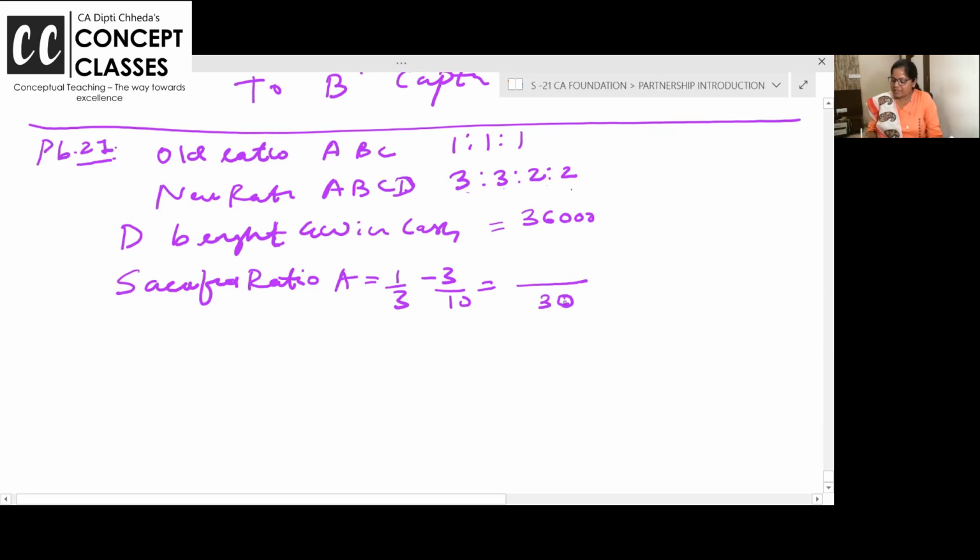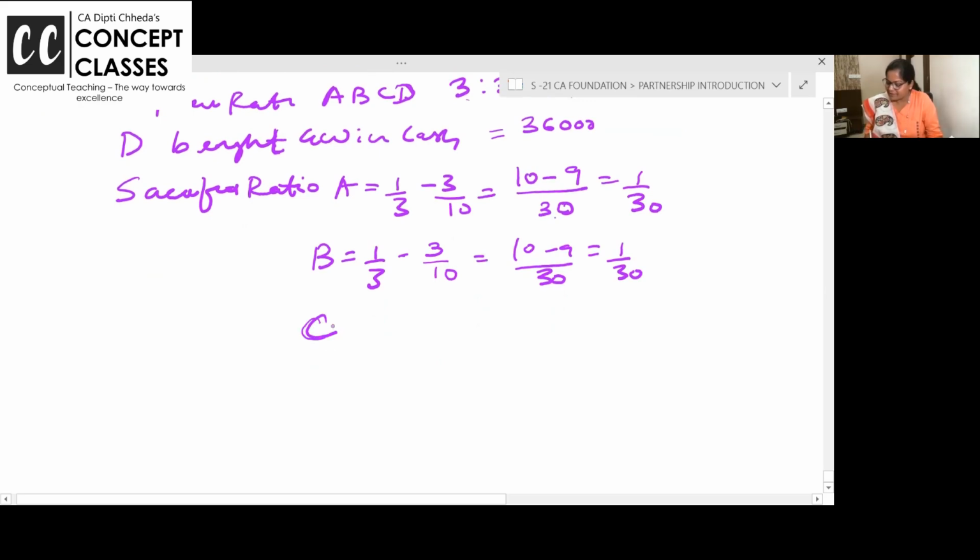I'll tell you an easy way. This is the study materials way. Take 30. 3 cannot be divided by 10, so you have to multiply and take 30. Now here 10 and here 3 3s are 9, so 1/30. Now for B, 1/3 minus 3/10 again. So again you can take 30, and 10 minus 9, 1/30. The same will come.